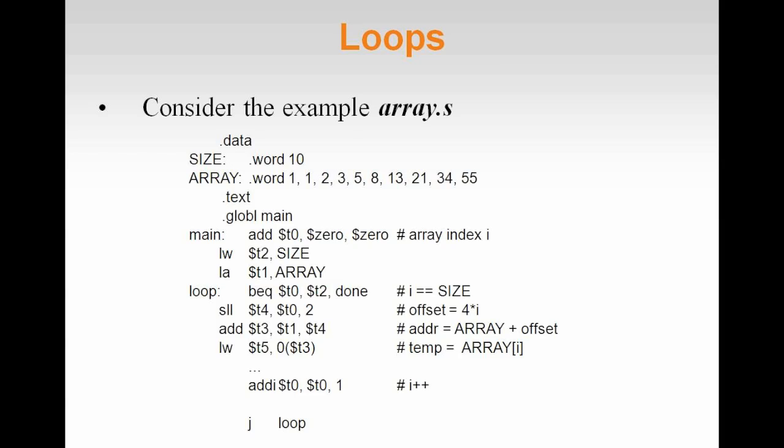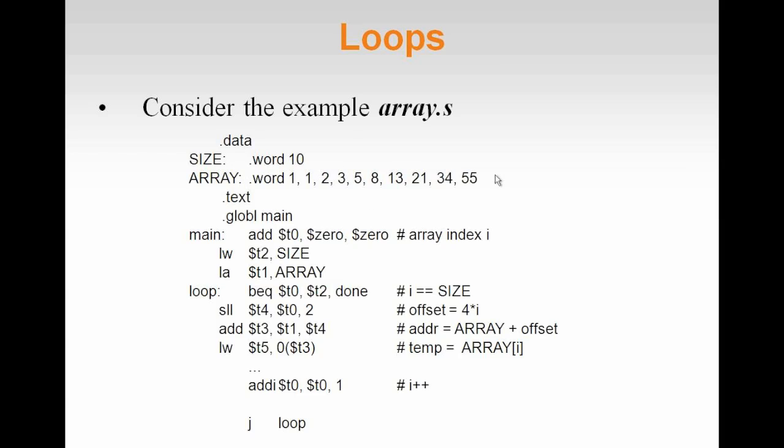So what we can do is that we can actually use this property to access such an array inside a loop, provided that the size of the array is known beforehand. In this example, we have an array of 10 words that has been declared and initialized in the data segment.